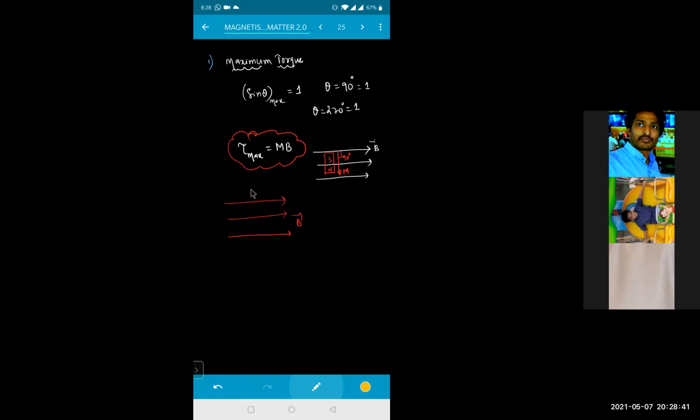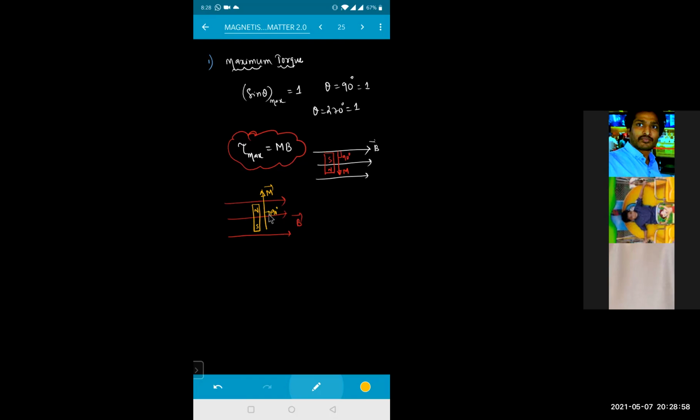If I keep a bar magnet in this one, say for example, this is a bar magnet. This is your south pole and this is your north pole. The direction of the magnetic moment is from south to north. So this is your magnetic moment. The angle between them is how much? 90 degrees.